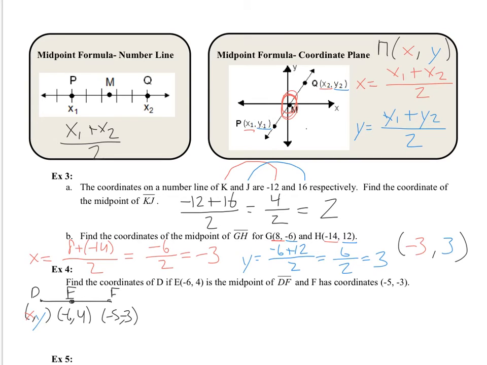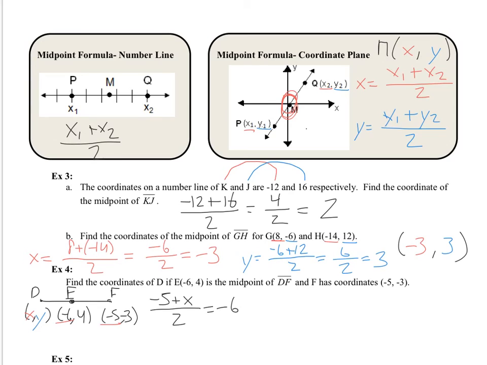Now remember, we are going to use our midpoint formula for coordinate planes. So we add the endpoints up and divide by 2. So we're going to add our x's together, which in this case our endpoints for our x's are D and F. So for x, we are going to add negative 5 plus x all divided by 2. Now we know this has to be equal to our midpoint, which we already know. We know our midpoint is negative 6.